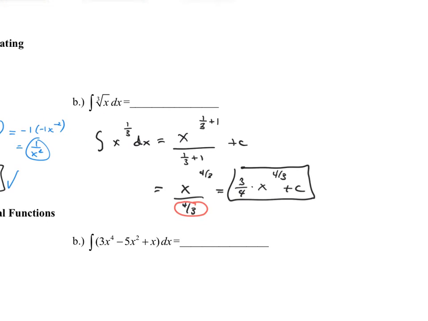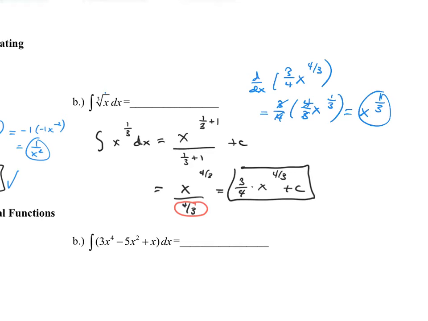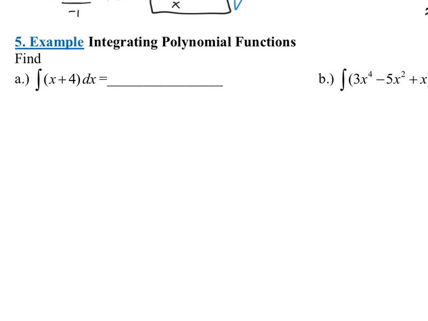We do, however, want to check our answer, so I'm going to do the derivative with respect to x of 3/4 x to the 4/3. I'm going to use my power rule. That's going to be 3/4 times, drop the power, 4/3 x to the power minus 1. 4/3 minus 1 is 1/3. Notice the 3/4 and the 4/3 simplify, and I'm left with x to the 1/3. I go back and look at my original problem, which is the cube root of x, which is x to the 1/3. That means my answer is correct.